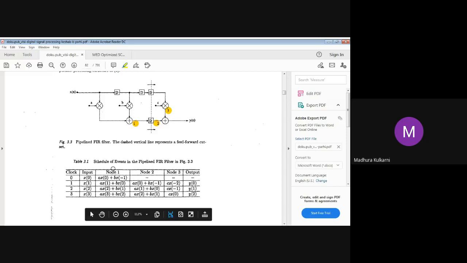Now let us see what is the input at node 1. So xn is going through A. So xn is nothing but x0. So A of x0 plus, when a delay element is added, we have bx of 0 minus 1, that is bx of minus 1. So adding these two at this adder at node 1, we are getting ax0 plus bx minus 1.